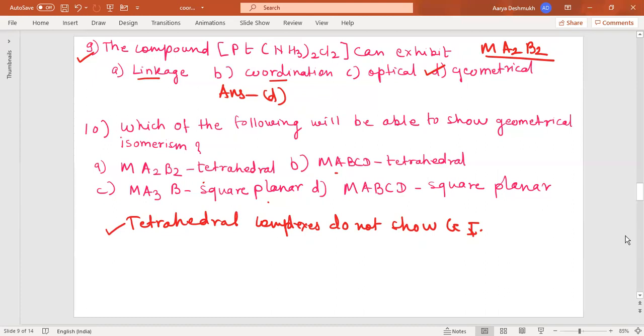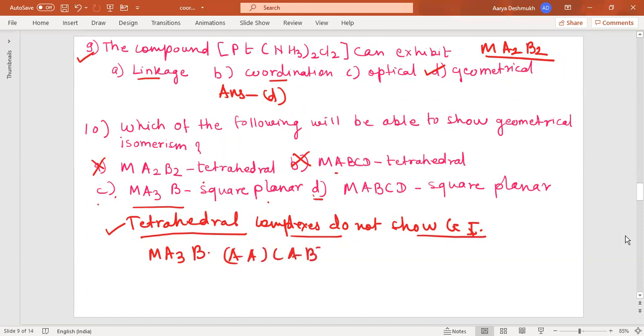Now for this second one, Ma3B. Tetrahedral complexes do not show geometrical isomerism, which means this is out of question. Then we are left with these two options, C and D here. For this Ma3B, the possible combinations are AA and AB. That is the only possible combination. So no geometrical isomers.